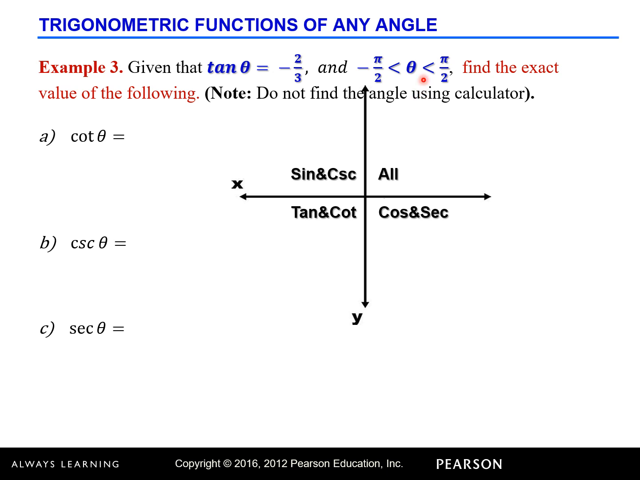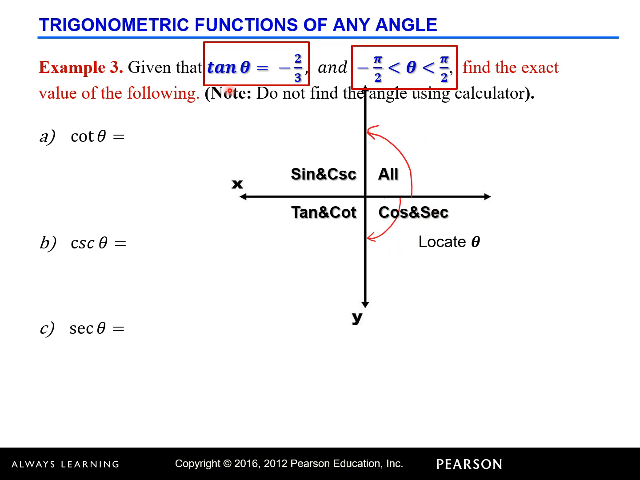So first, we have to locate the theta, and I have put here the signs of trigonometric functions. It looks like the theta must be from negative pi over 2 to pi over 2. When you say negative pi over 2, it means the angle is in the clockwise direction, starting from the positive x-axis. This is negative pi over 2 to 0, then 0 to pi over 2, meaning theta can be in quadrant 4 or in quadrant 1.